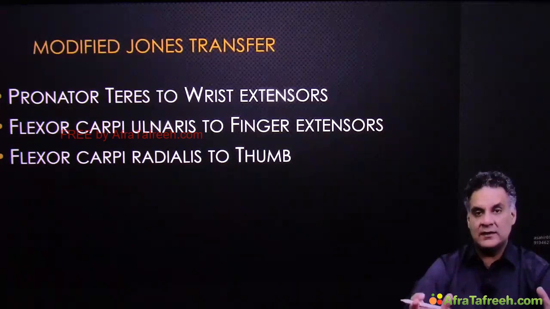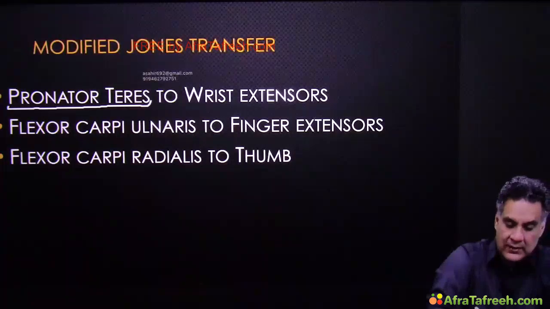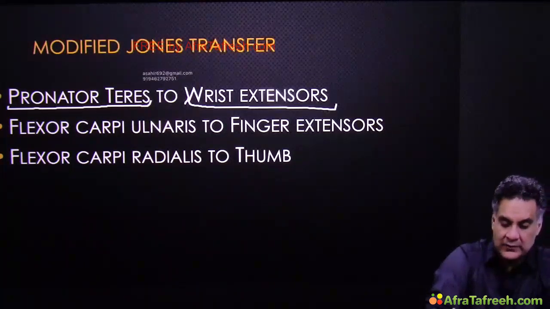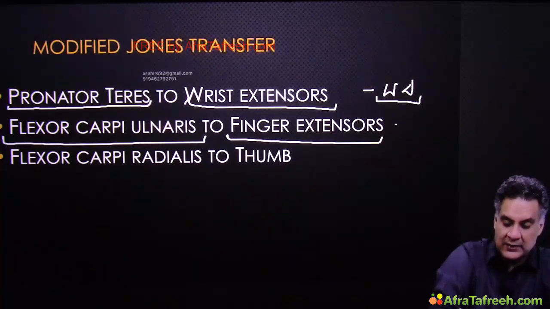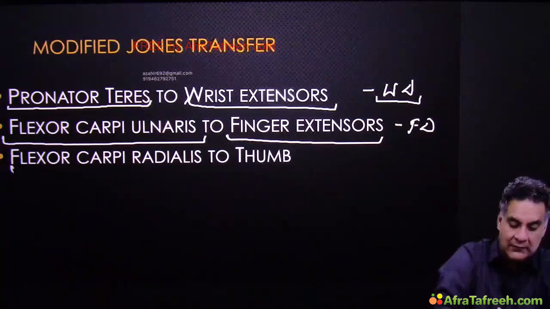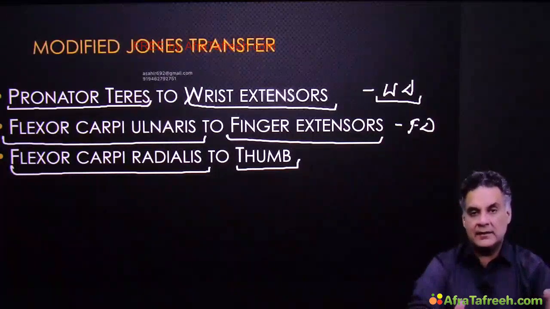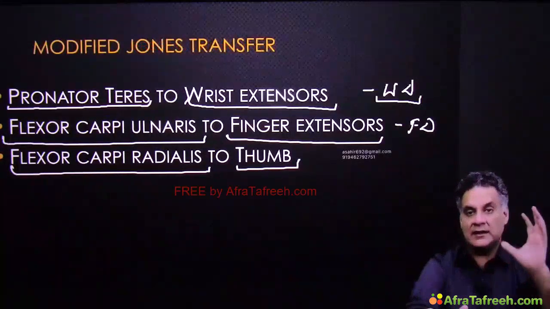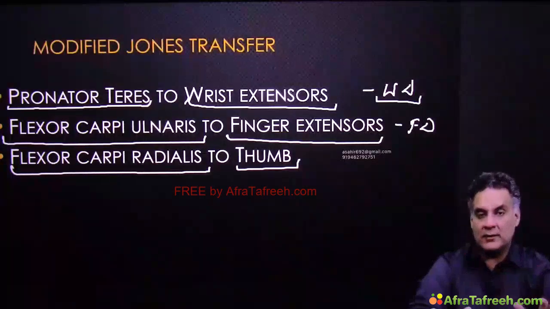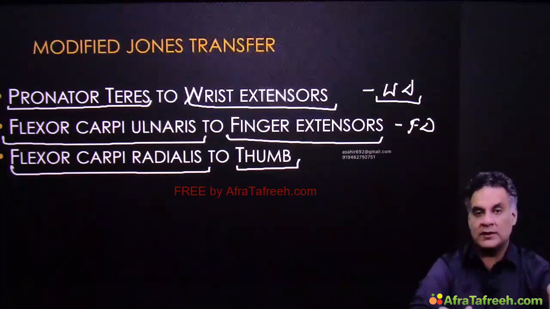Jones transfer talks about pronator teres transferred to the wrist extensors. So we are trying to handle the wrist drop. Flexor carpi ulnaris transferred to the finger extensors. We are trying to take care of the finger drop. And flexor carpi radialis transferred to the thumb because the thumb movement needs to come back. So we are taking care of wrist drop, finger drop and the thumb, the three important things that radial nerve controls. We are not worried about the sensory supply because radial nerve is a predominant motor nerve.